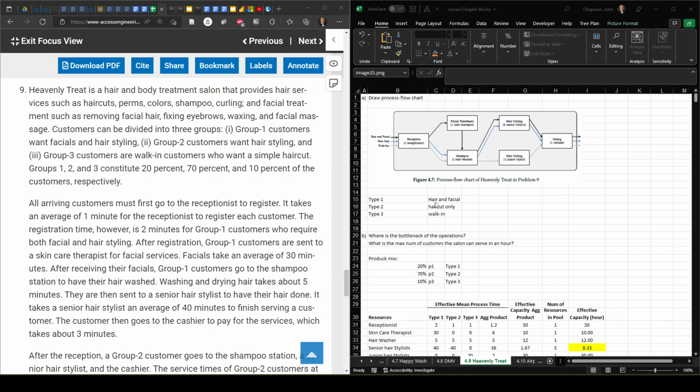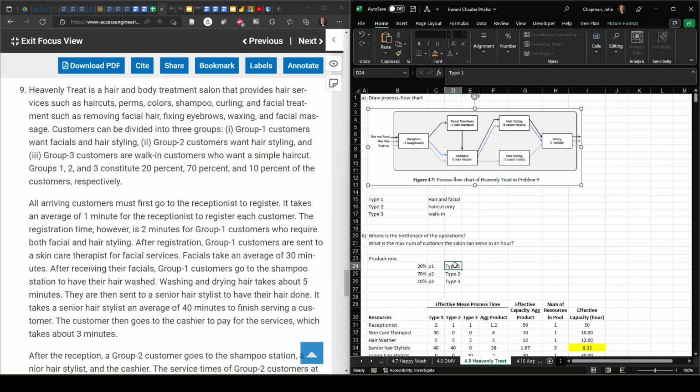Once we have the process flow chart here, the question becomes, where is the bottleneck of the operations? What is the maximum number of customers the salon can serve in an hour? And we also need a product mix.